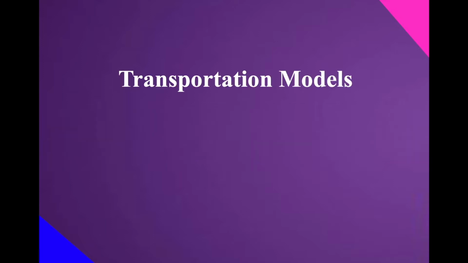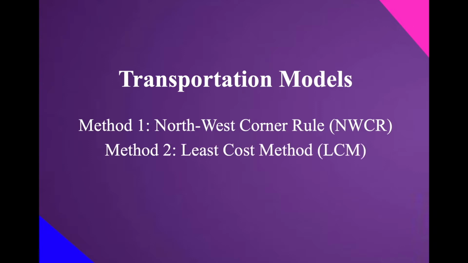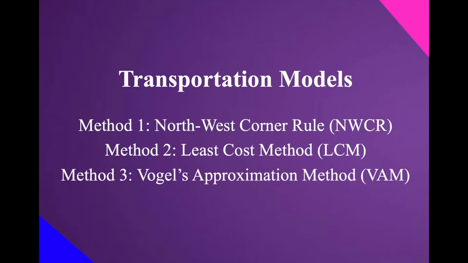Actually, we have 3 different methods of solving the transportation models. The first one is the northwest corner rule, or some books call this the northwest corner method. It's just the same. The second method is the least cost method. Some OR analysts call this the minimum cost method. It is just the same. And the third one is Vogel's approximation method, or what we call the VAM, and this is what this presentation is all about.